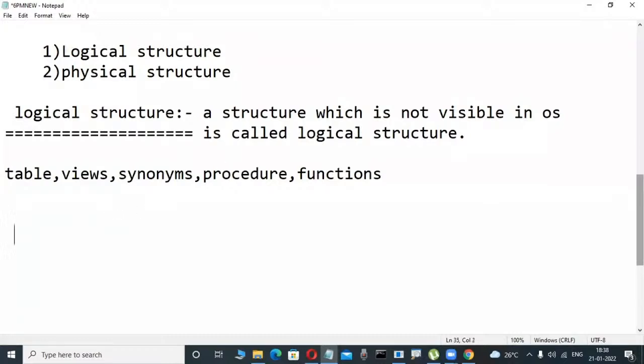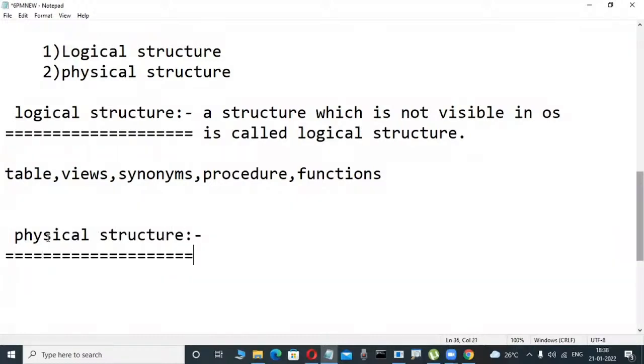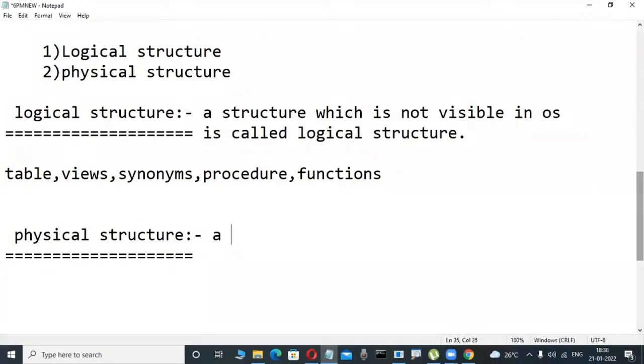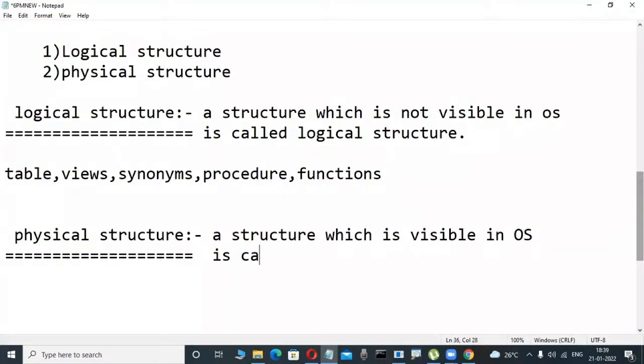Now observe it here. What is physical structure? Don't write it. Just roughly observe it here. Now this is the opposite only. A structure which is visible in the operating system is called a physical structure.